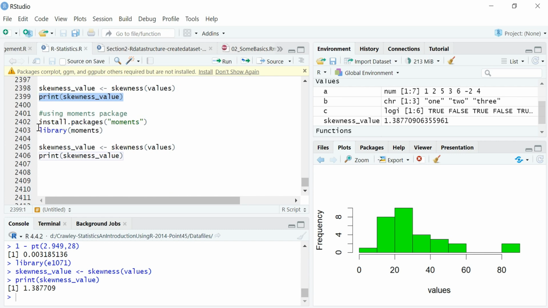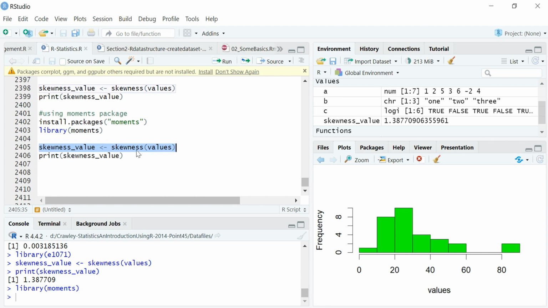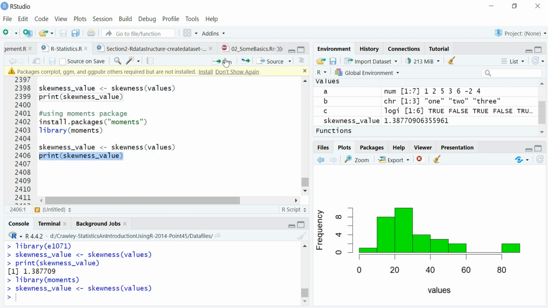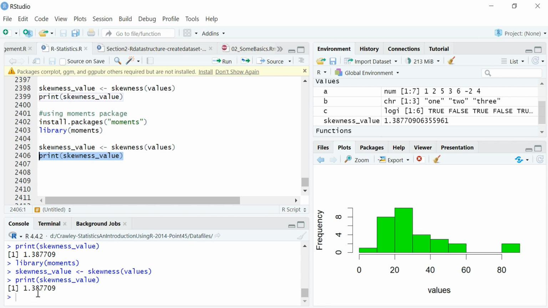Then the third way is to use the moments package. I have installed this package, so just use library moments to load it. Then you can use the same function, but this time skewness comes from the moments package. We show this value, 1.3877.